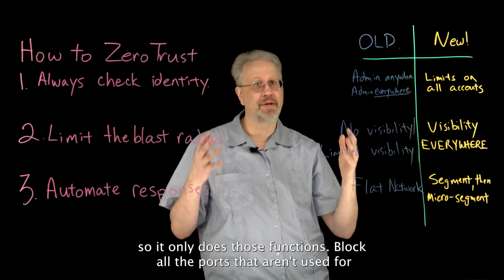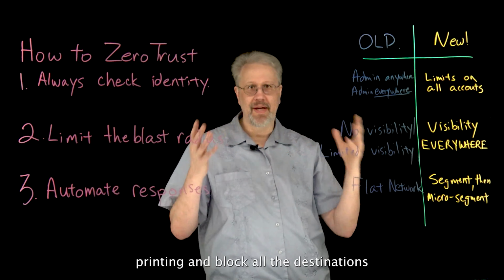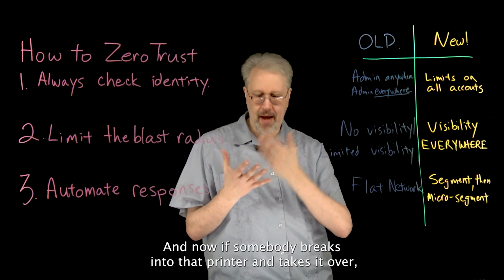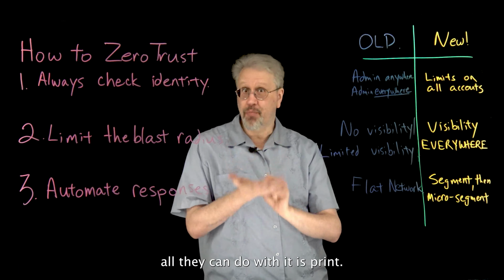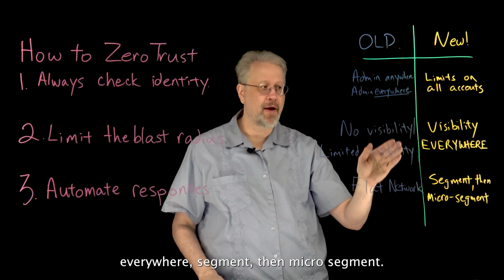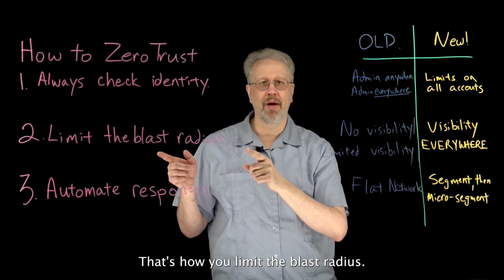Block all the ports that aren't used for printing, and block all the destinations and sources that aren't used for printing. And now if somebody breaks into that printer and takes it over, all they can do with it is print. So limit the accounts, visibility everywhere, segment, then micro-segment. That's how you limit the blast radius.